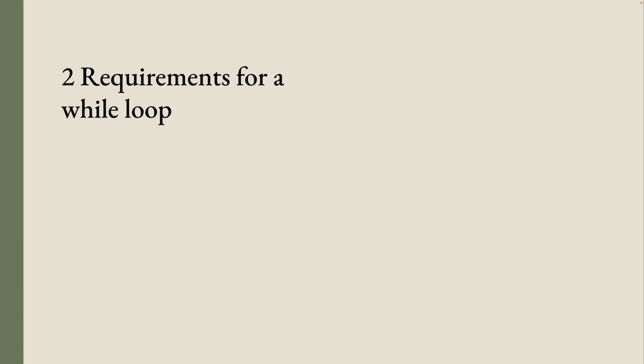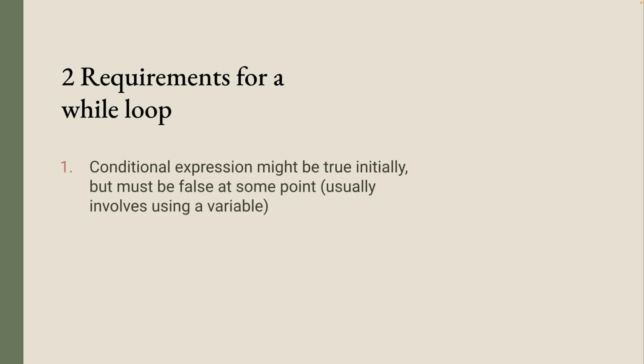Okay. What are the two requirements for a while loop? A condition. Okay, what about the condition? It's gotta be false. Yep, it has to become false at some point, right? So it might be true initially, but it has to become false at some point. So that usually involves using a variable. What's the second thing?